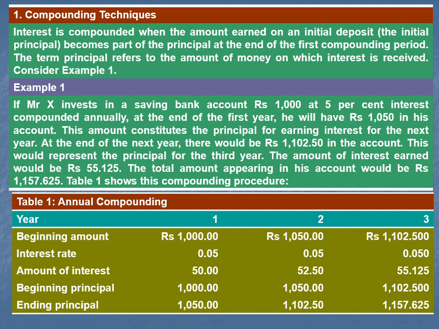Here I give an example. If Mr. X invested 1,000 rupees in a savings bank account for 5 years, with interest compounded annually, at the end of the first year he will have 1,050 in his account. This amount constitutes the principal for earning interest for the next year, and at the end of the next year there would be 1,102. So the beginning amount is 1,000 for the first year and the interest rate is 5%. We are able to calculate the second year and the third year.